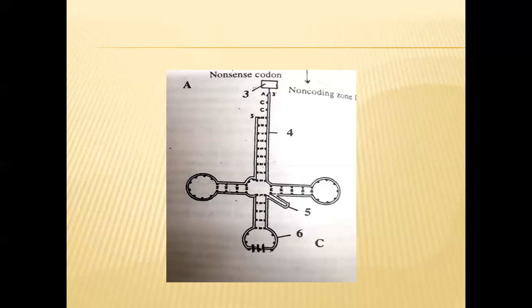In protein synthesis, what is the function of the tRNA? It goes and brings the amino acids from the cytoplasm, depending on the anticodon which is present in the loop opposite to the tail.